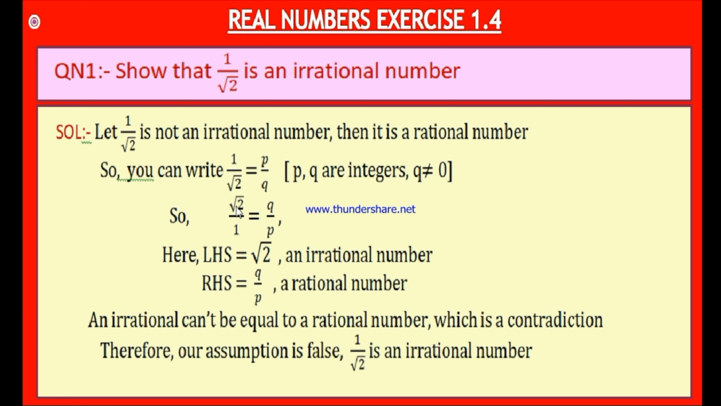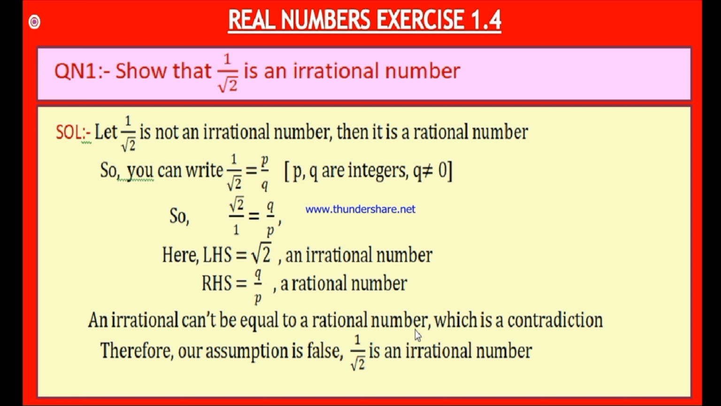Here, LHS is root 2 by 1, which is nothing but root 2. And we know that root 2 is an irrational number. If you look at the RHS, it is Q by P. Since P by Q is rational, Q by P is also a rational number. Now if you observe this equation, LHS is an irrational number and RHS is a rational number. But we know that an irrational number cannot be equal to a rational number.